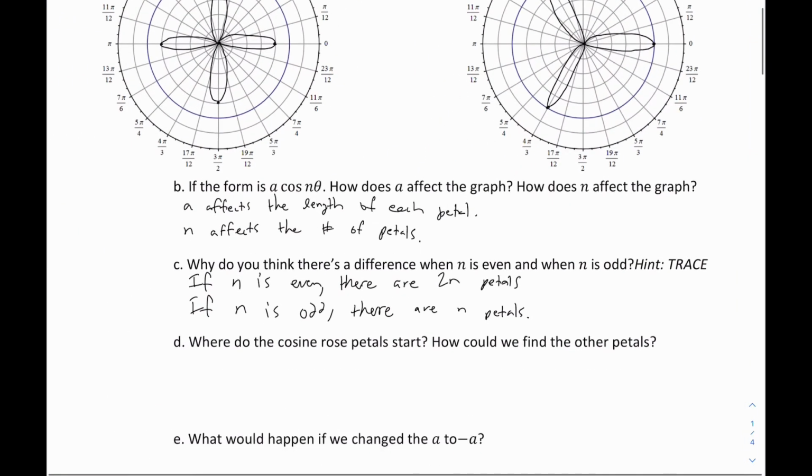So secretly, I'll put a note here. There are always 2N petals. But if it's odd, we say N because they overlap. So I'll write: odd petals overlap.